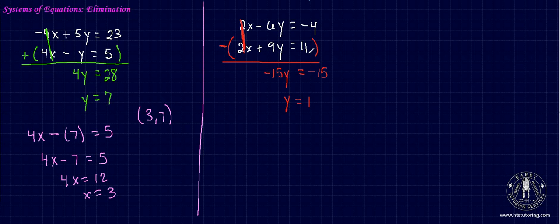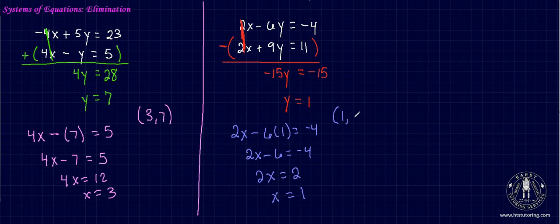All right, so then I'm going to go back to one of my original equations. 2x minus 6 times 1 equals negative 4. 2x minus 6 equals negative 4. 2x equals negative 4 plus 6, which is 2. Divide both sides by 2, we get x equals 1. Making my solution 1, 1. Okay, so that's a plus and a minus example.